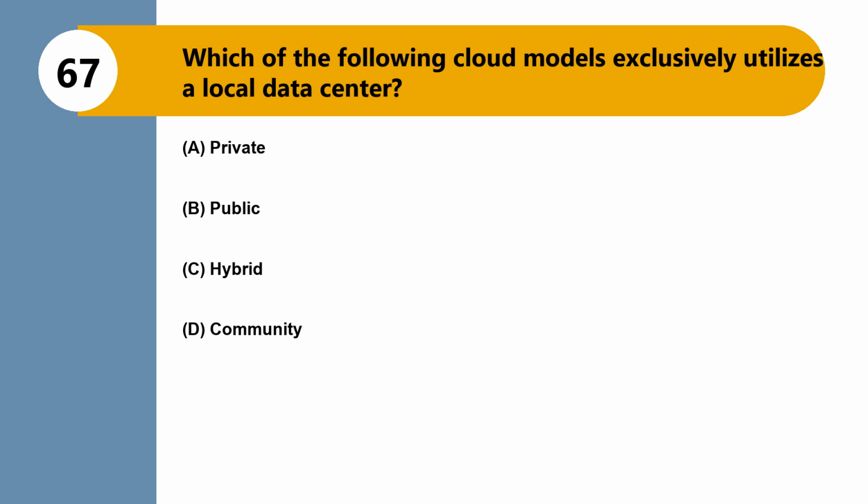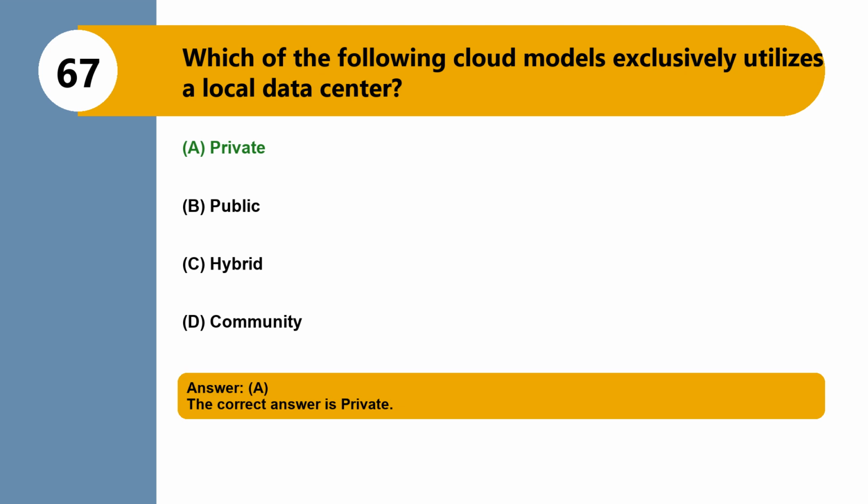Question 67. Which of the following cloud models exclusively utilizes a local data center? Option A, private. Option B, public. Option C, hybrid. Option D, community. The correct answer is option A, private.